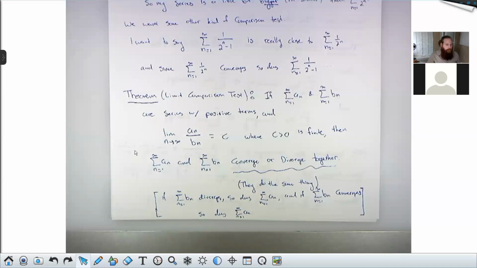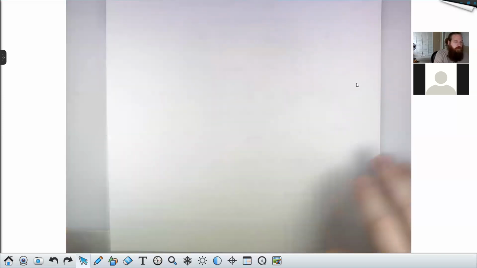So I'm going to go through a few examples of this with you, and then I'm going to give a few problems and ask you which test should I use and why. First, any questions on the statement of the theorem? Okay. Let's return to this then.